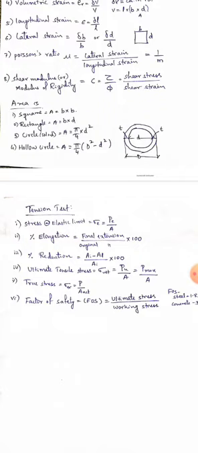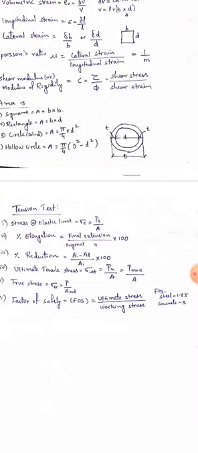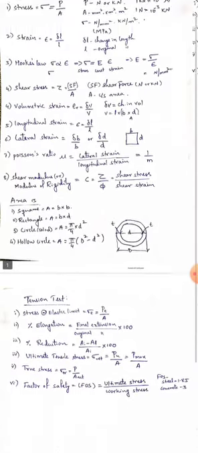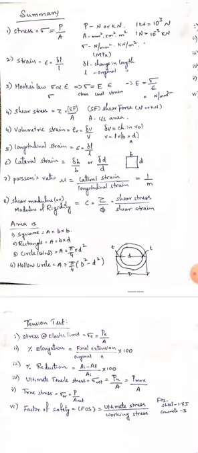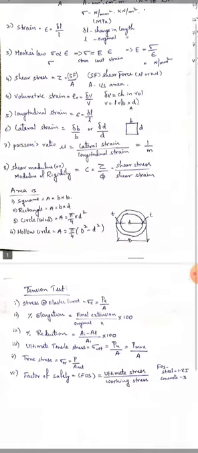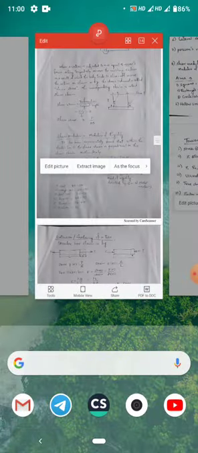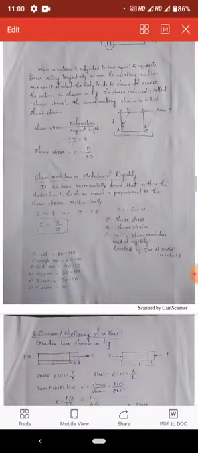And the true stress, sigma TR, is equal to P by actual area. Factor of safety is nothing but ultimate stress by working stress. These are the several important formulas, okay, for the last 4 lectures. You have to remember these formulas, very, very important. Next, I can directly start with the problems now.